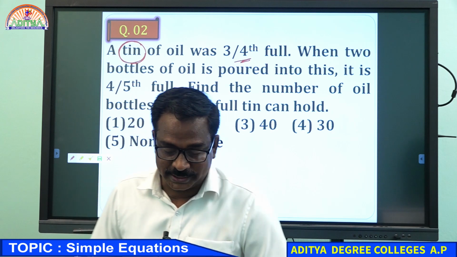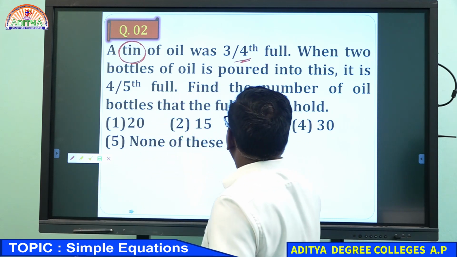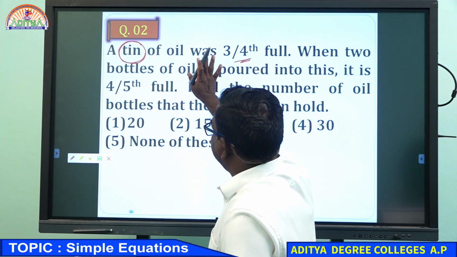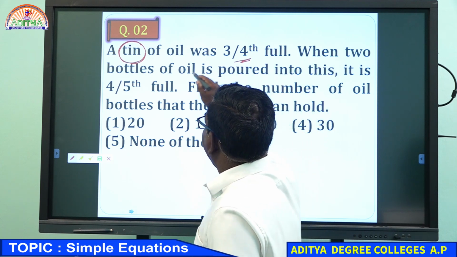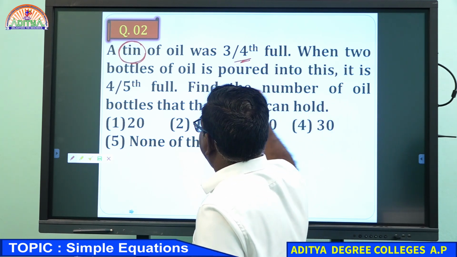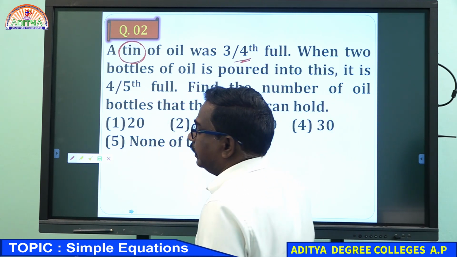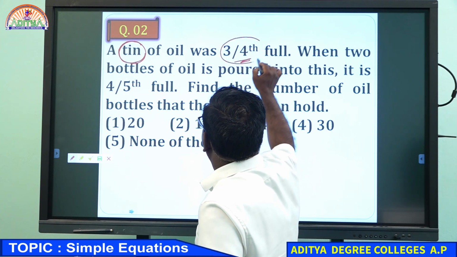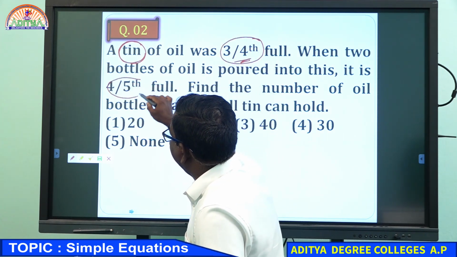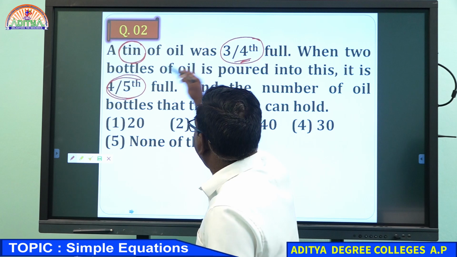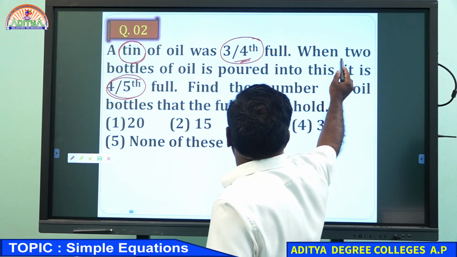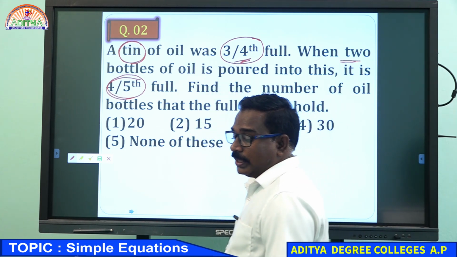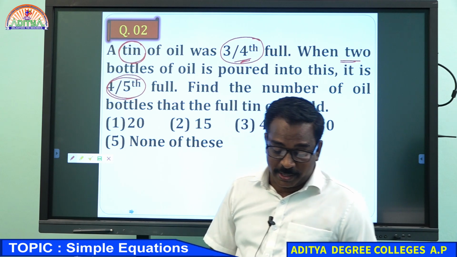What is the question you are seeing? 3/4 full, 1/4 is empty. When 2 bottles of oil are poured into this, it is 4/5 full. Actually it is 3/4 full, after that 4/5 full. The difference between 3/4 and 4/5 is the 2 bottles we added. Keep that in your mind.